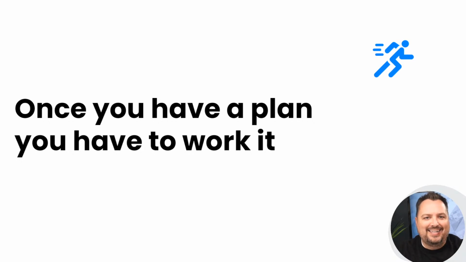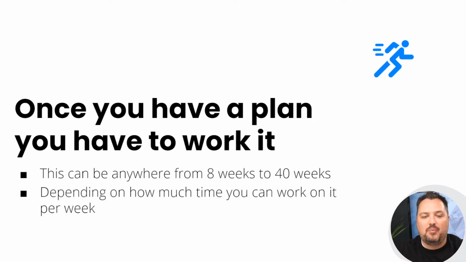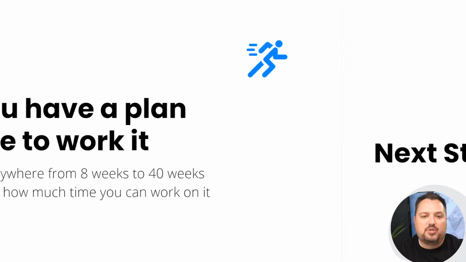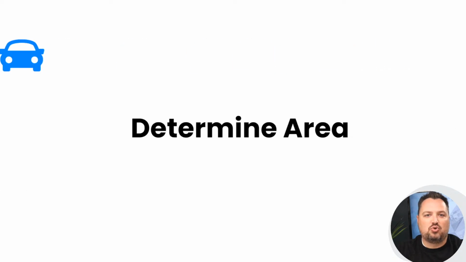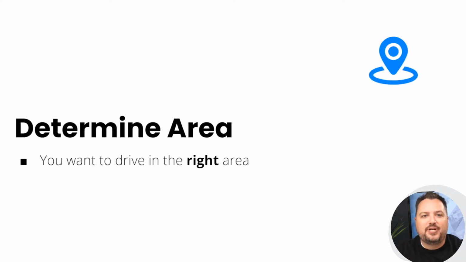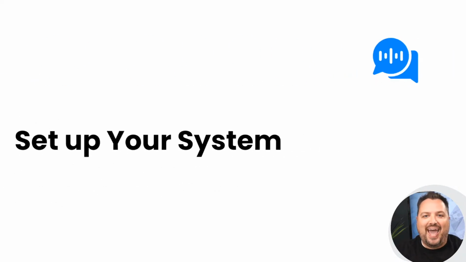Once you have a plan, you have to work it. This can be anywhere from 8 to 40 weeks. It just depends on how much time and money you're able to devote to this investing. So the question is, what's the next step? And the next step is to start driving, okay? You've got to determine your area. You want to drive in the right areas. And we determine this by zip codes where the most fix and flips have actually happened.